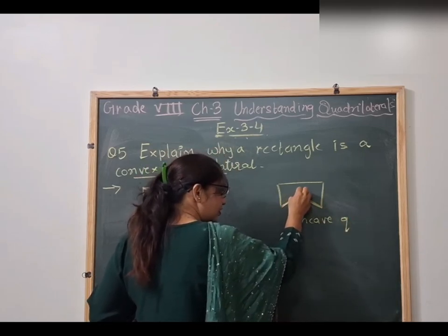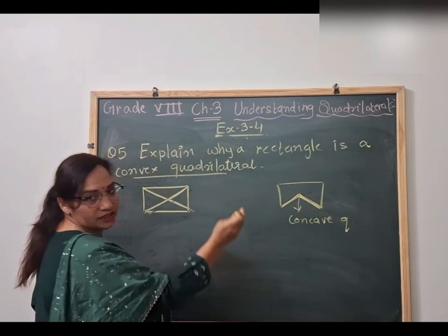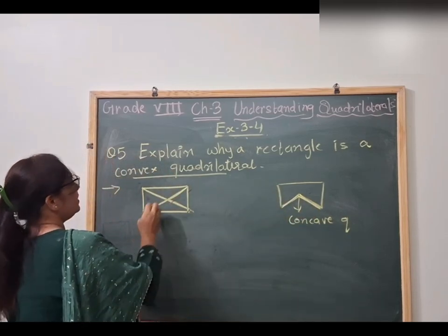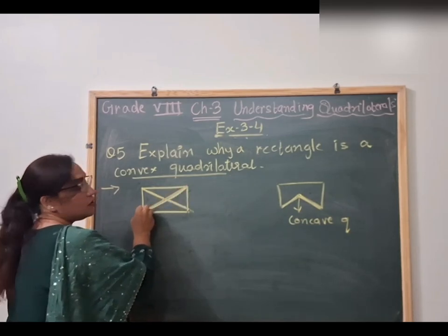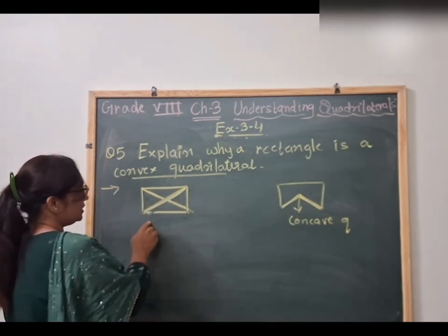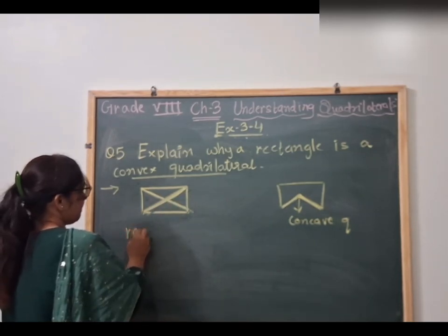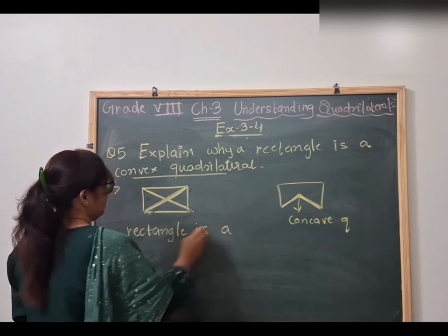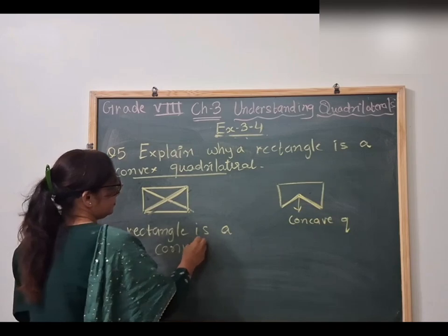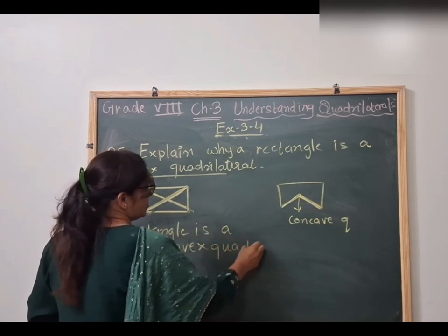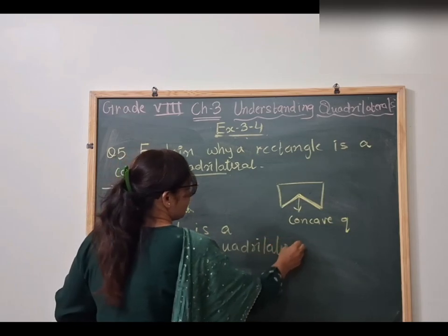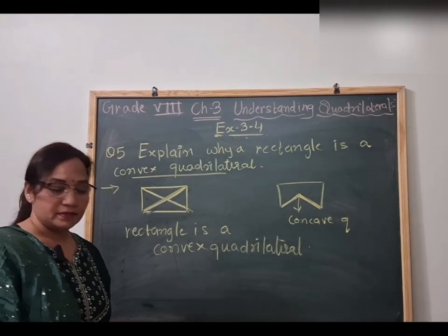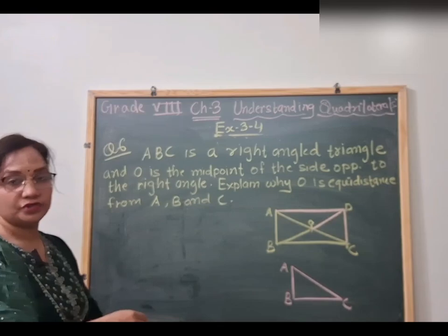Why? Because there is a dent inside. It curves towards the interior of the figure, while in a convex quadrilateral the diagonals are inside the quadrilateral. So that is why we can say that a rectangle is a convex quadrilateral. Okay students, so this was question number 5. Now moving on to question number 6.